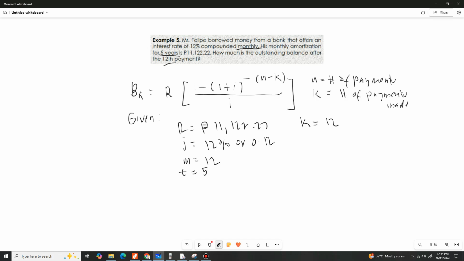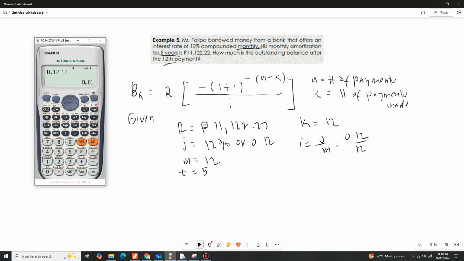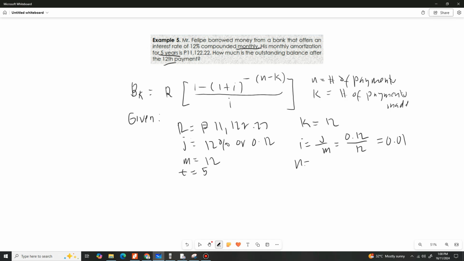Now we're going to solve for I, which is equal to J over M, where J is 0.12 divided by 12. We have 0.01. And then our N, the total number of payments, is M times T. M is 12 times 5, so we have 60. We are going to find the outstanding balance after the 12 payments.